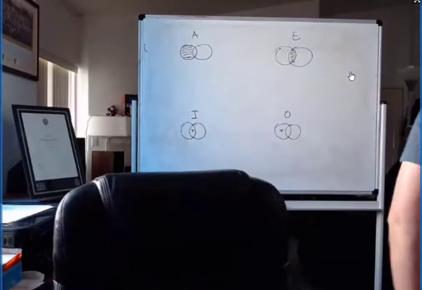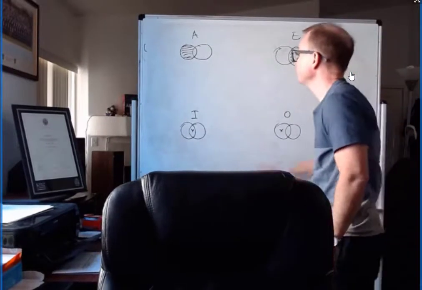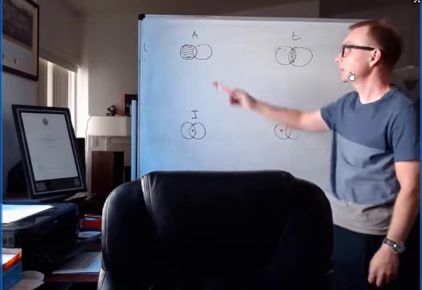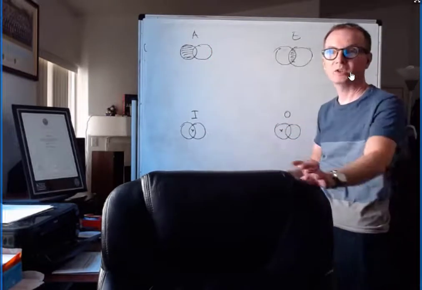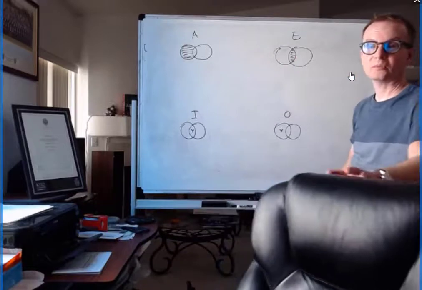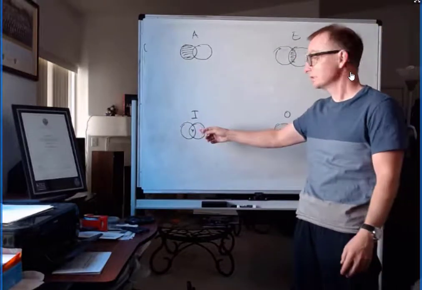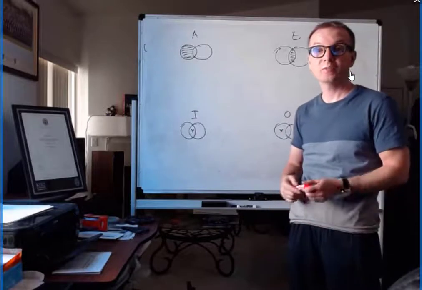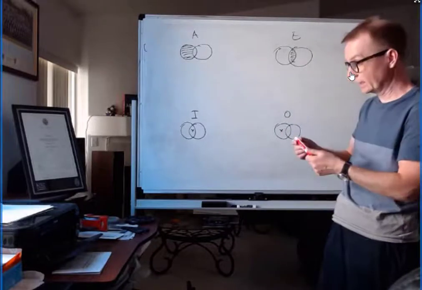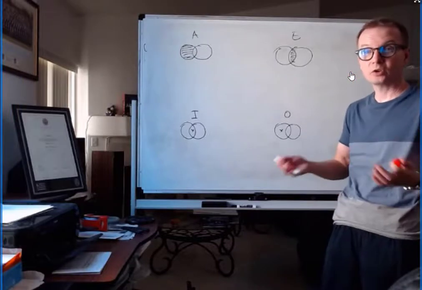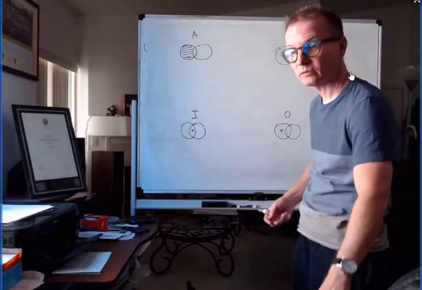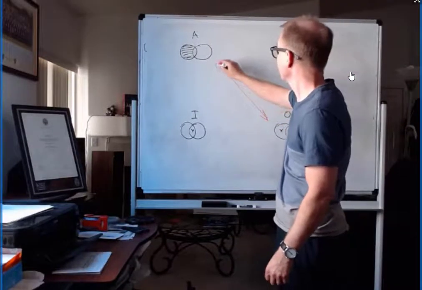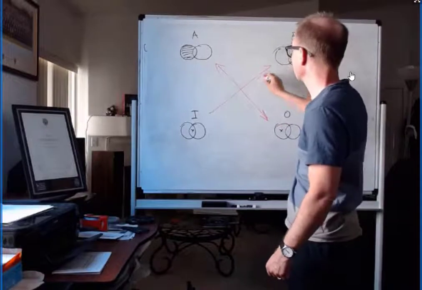So we have 4 types of proposition. Remember, A, E, I, and O. A is all S are P, E is no S are P, I is some S are P, and O is some S are not P. So based on that, remember we have determined that they have the following relations. These two are contradictory and these two are contradictory.